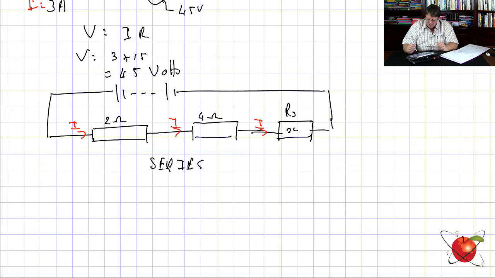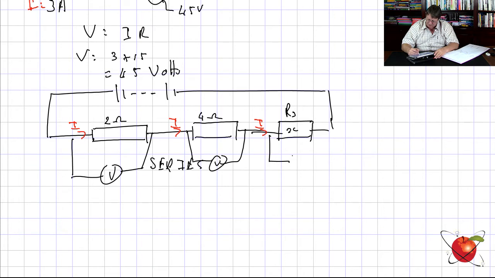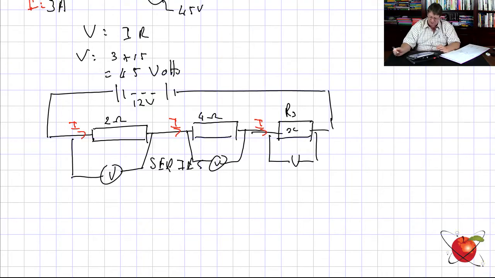So now, let's have a look here. Let's put a voltmeter over there. Let me put a voltmeter over here, and let's put another voltmeter over there. All we're doing is reading the voltage across each resistor, okay? Now, the last thing is I say, this is a 12-volt source, 12-volt battery, whatever we want to call it.